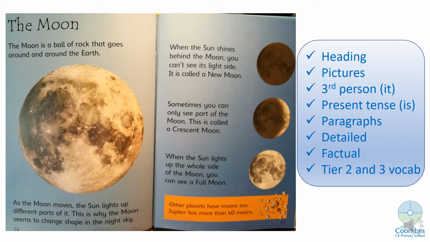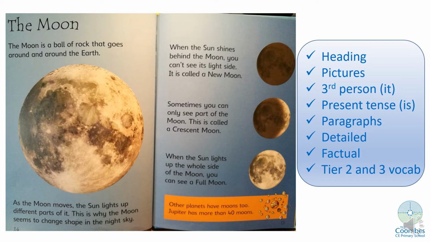Turning over again, let's have a look at one of these chapters about the moon. And if you pause the video and read through this page, you should be able to find lots of the features we mentioned. So there is a heading. In this case, actually, there are no subheadings, but there's a very clear heading so we know what this chapter is about. There are pictures, and as we said, these are photographs.